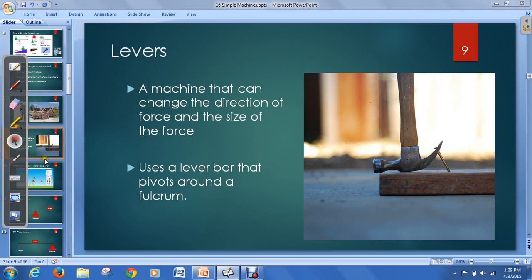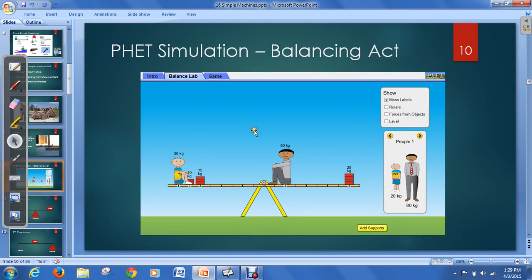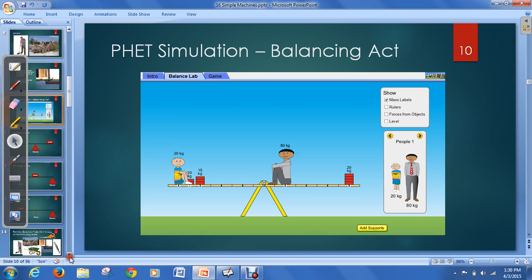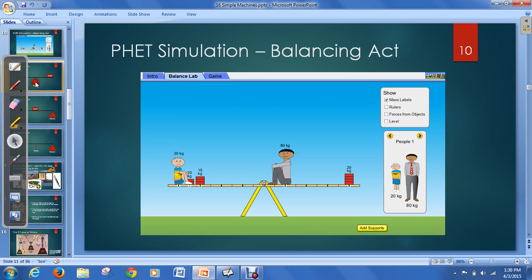In class, we looked at a simulation that shows this property with a teeter-totter. If you balance people out on the teeter-totter, you have to use more distance the lighter the object is, but it's easier to balance. So this kid is 4 times as far away as this guy right here, but that's because he's a fourth of the weight. The farther out you go, the less weight or force you need, okay? Let's look at a couple of examples of the different types of levers that you'll see.